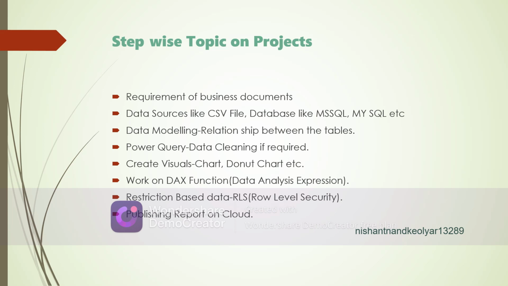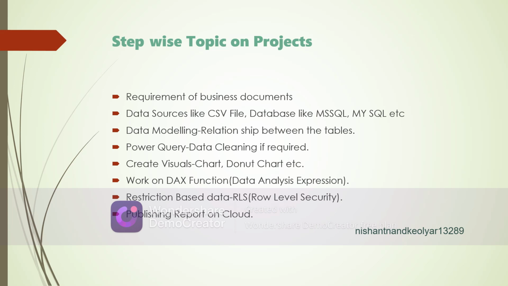The third point is data modeling. Data modeling is the third most important point, for relationships between the tables. If we collect the data from source files like CSV, Excel, SQL Server, or any source, there are many tables, like 4, 5, 6 tables. So each table has to have a relationship with the others.